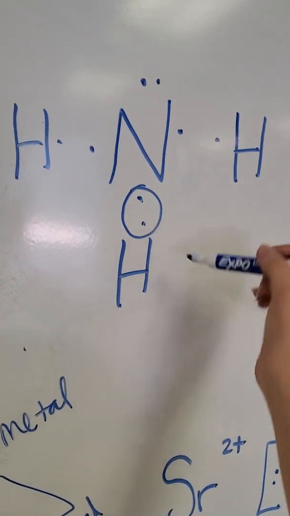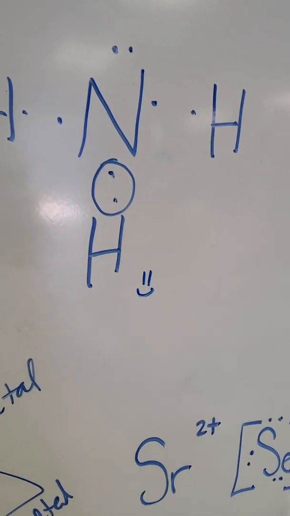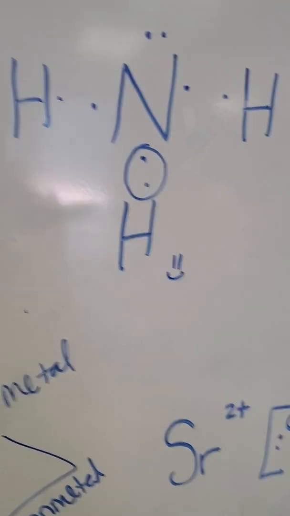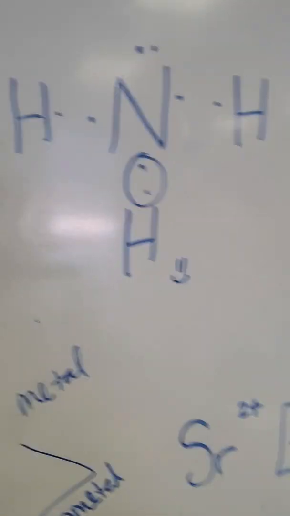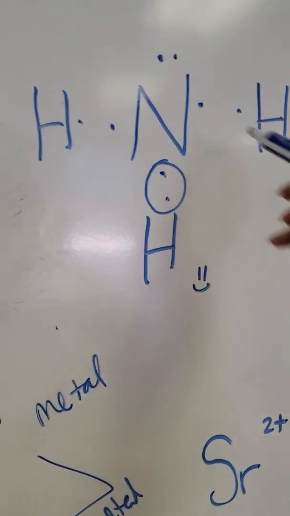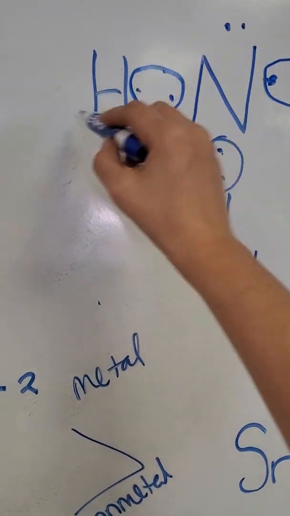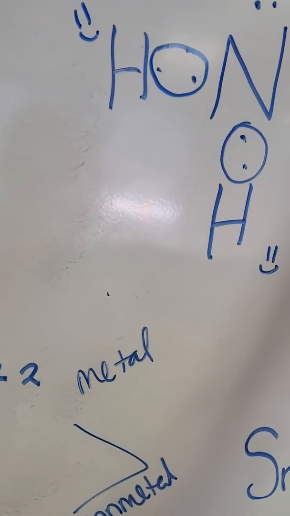So hydrogen has 2 electrons, which is good because hydrogen only can fit 2. He's in group 1. He only has 1 s orbital. So we talked about this when we talked about electron configurations. Hydrogen can only hold 2 electrons. So there's 2 and there's 2. So each one of these hydrogens is happy.